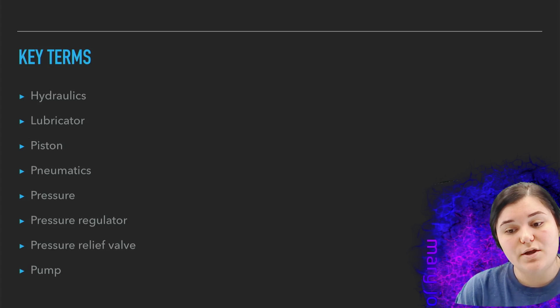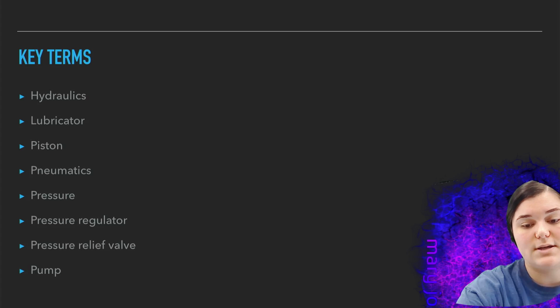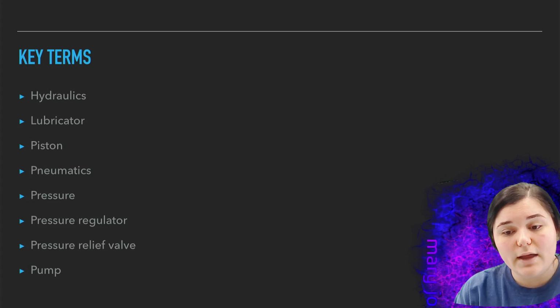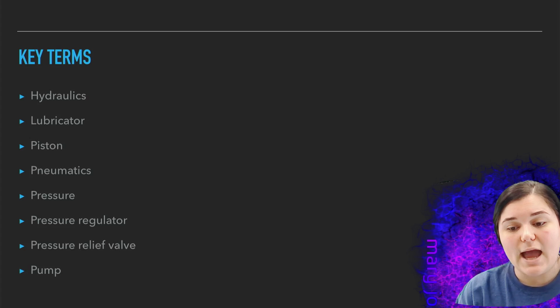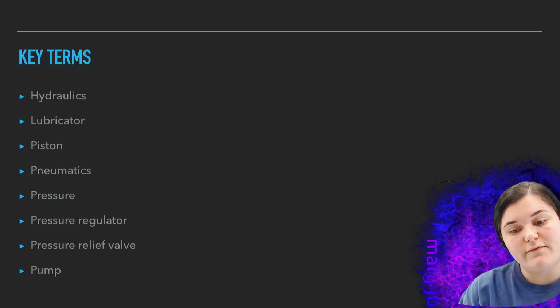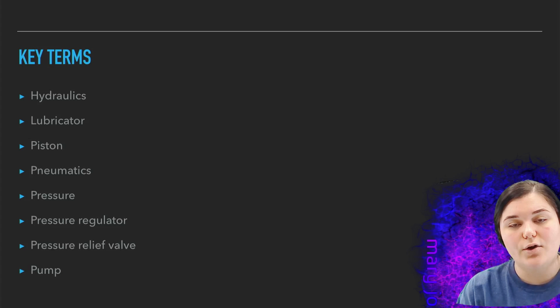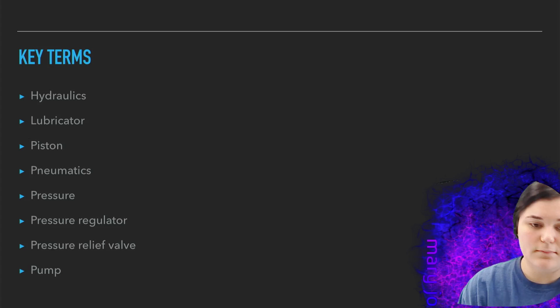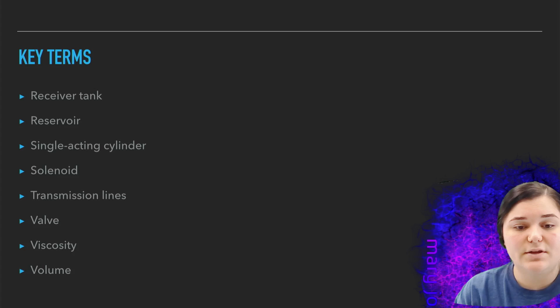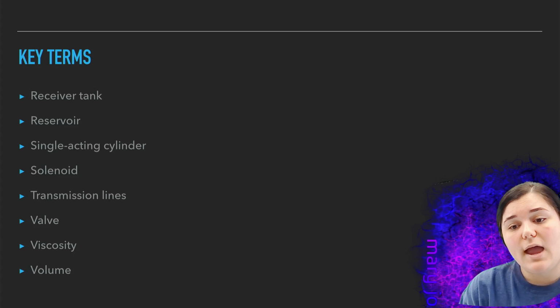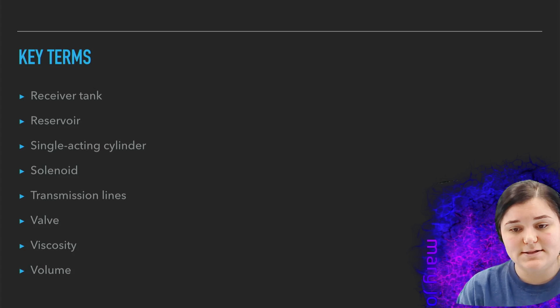Pressure, that's the force per unit area exerted by a fluid against a surface. Then you have pressure regulator, a type of pneumatic pressure control valve that controls the maximum pressure in a hydraulic or pneumatic circuit. Pressure relief valve, a type of pressure control valve that limits the maximum pressure in a hydraulic or pneumatic circuit. Your pump, that's a device used to create flow in a hydraulic system. The last of the list is a receiver tank, a device that holds the compressed air in a pneumatic system. Reservoir, we should all know what that is by now. It's the tank that holds the fluid in a hydraulic system.